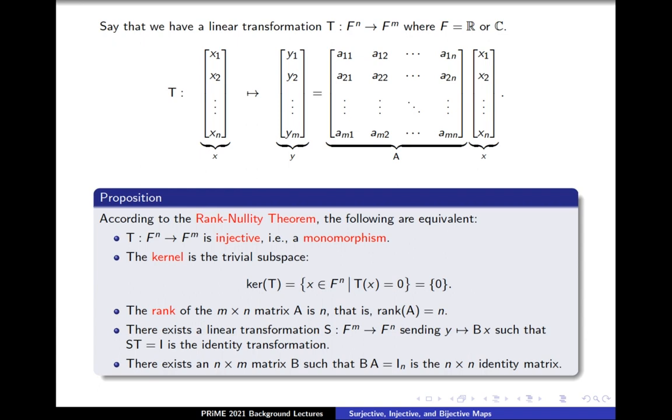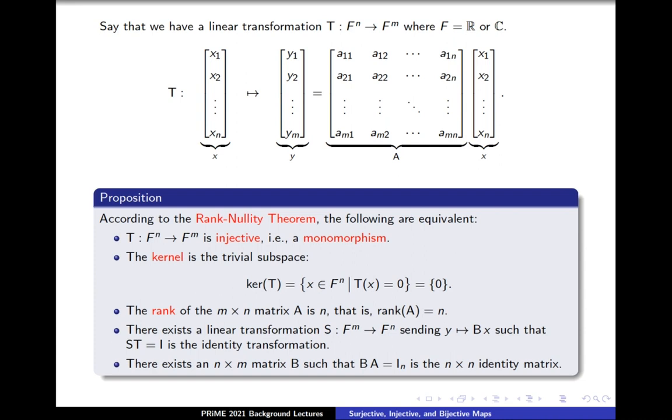Proposition. By the rank-nullity theorem, we have the following statements are equivalent. This linear transformation T from F^n to F^m is injective, i.e. a monomorphism. It is equivalent to saying that the kernel of T is the trivial subspace. So the kernel of the linear transformation T is defined to be the vectors little x in F^n such that T of little x is equal to the 0 vector. So we're saying that this subspace is the trivial subspace.